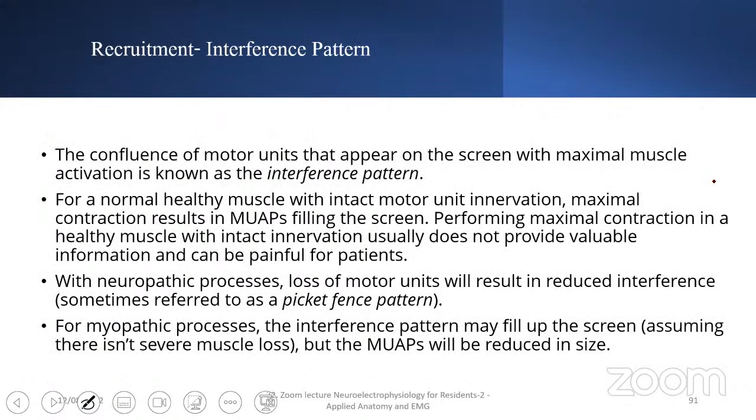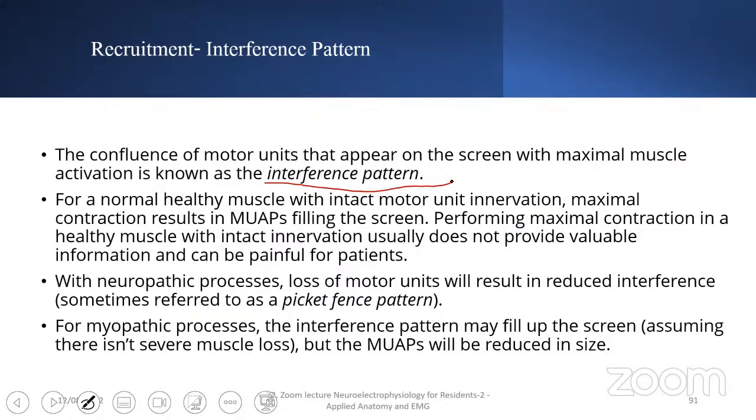So the confluence of motor units that appear on the screen with maximal muscle activation is the interference pattern, which is what we are going to discuss. For a normal healthy muscle with intact motor unit innervation, maximal contraction results in MUAPs filling the entire screen. Performing maximal contraction in a healthy muscle with intact innervation usually does not provide valuable information but can be painful for patients.